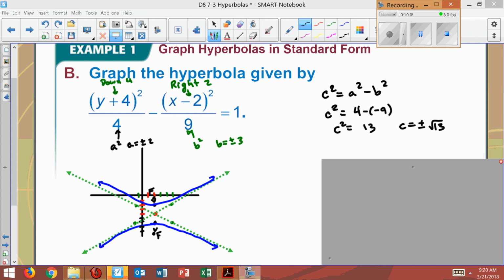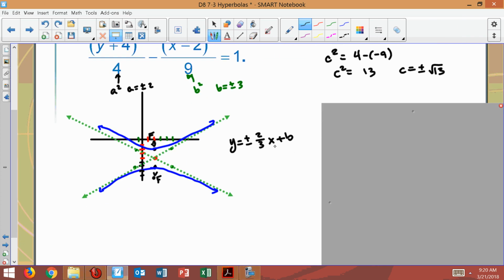If you want to list the asymptotes, it would be y equals plus or minus. Remember, it's rise over run. So we went up and down 2, left and right 3 units. So it would be 2/3 x. And then you would look to see where they would hit the asymptotes. I'm just going to put plus b here. The way you could do so is you would plug in a point that they go through, which they both go through the point 2, 4.